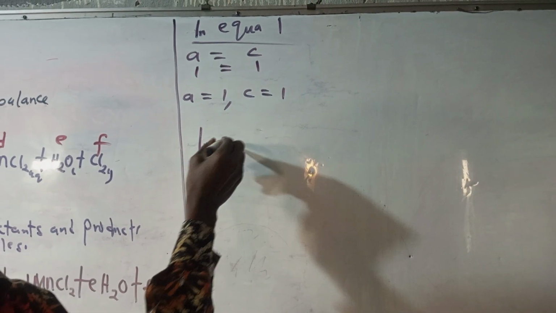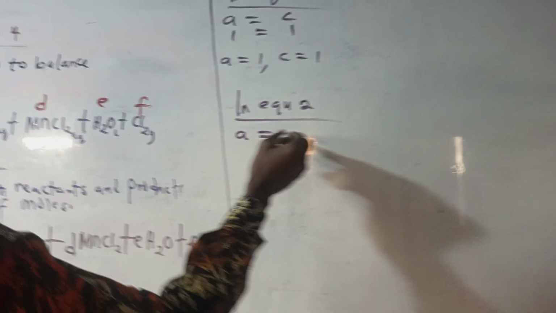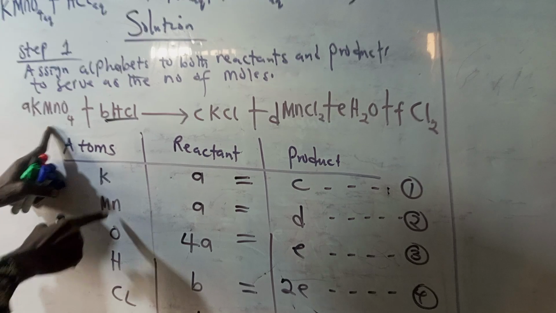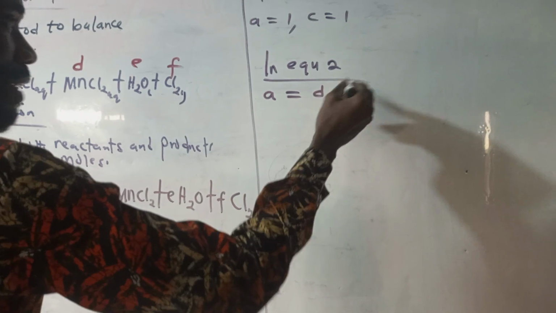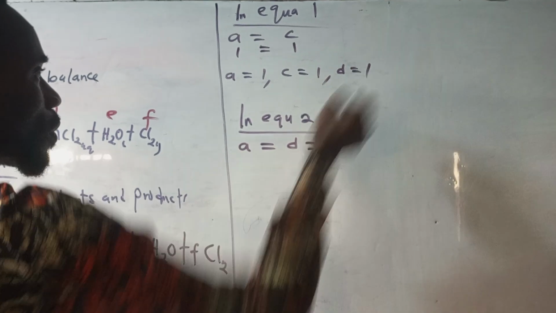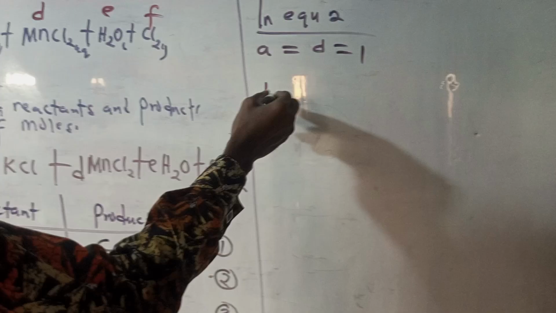In equation 2, we have that A is equal to D. In A, my manganese is 1, and in D, where manganese is present, I also have 1 manganese. So A is equal to D. It means that D will be equal to 1. I come here and my D is equal to 1. The next, in equation 3.